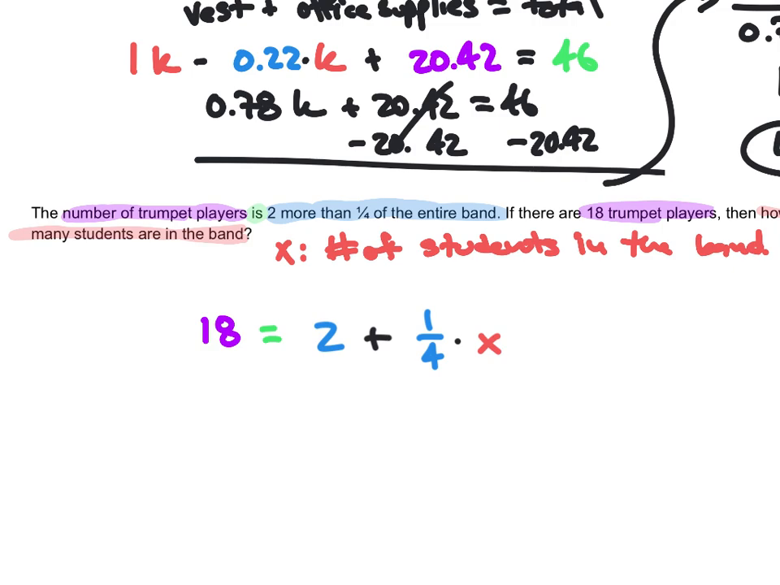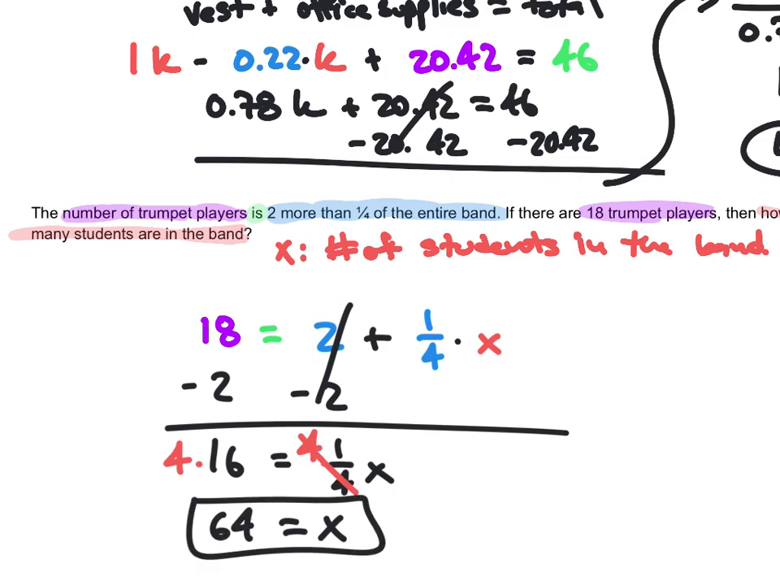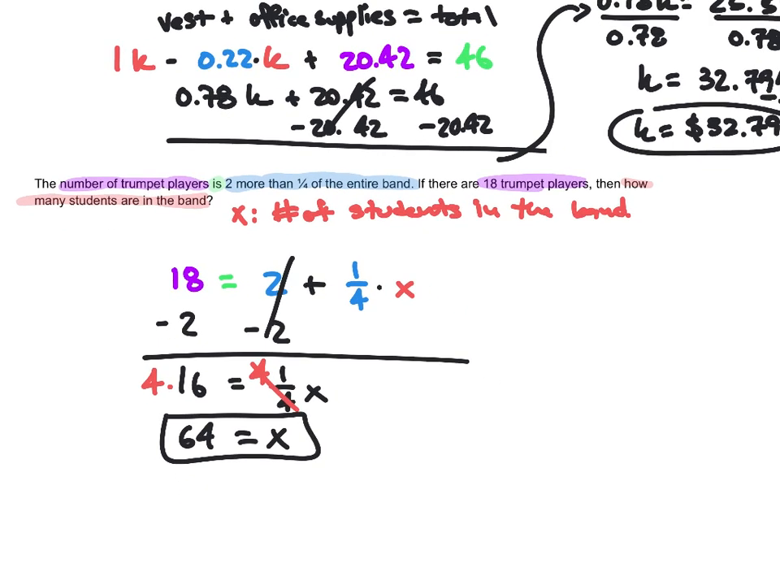So first step, subtract 2 from both sides. And then I get 18 minus 2, which is 16, is equal to 1/4 times x. Now from here, I'd want to multiply both sides of this equation by 4. All right, so then we get that x is equal to 64. So to answer this question, how many students are in the band, you could say there are 16 students in the band.